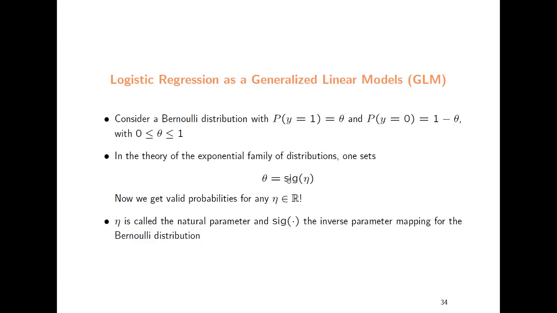And the maximum likelihood estimates will be the same because it's a monotonous deterministic transformation. And then we get probabilities for any real eta. And this eta is called the natural parameter, and the sigmoid is called the inverse parameter mapping for the Bernoulli distribution.